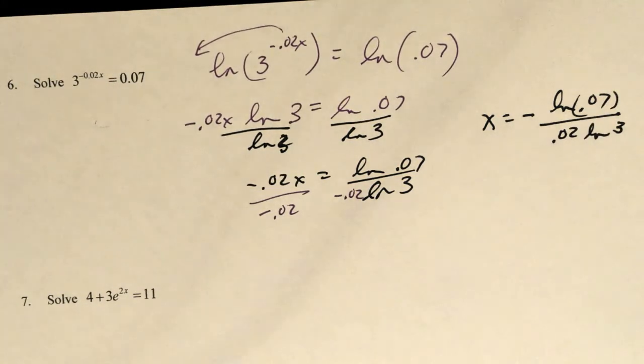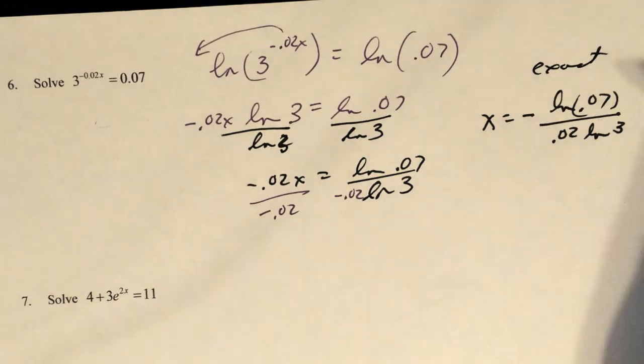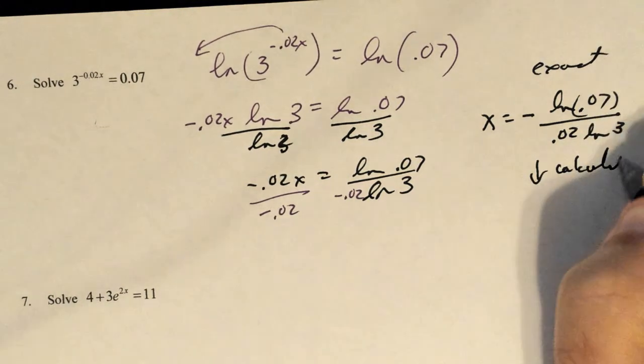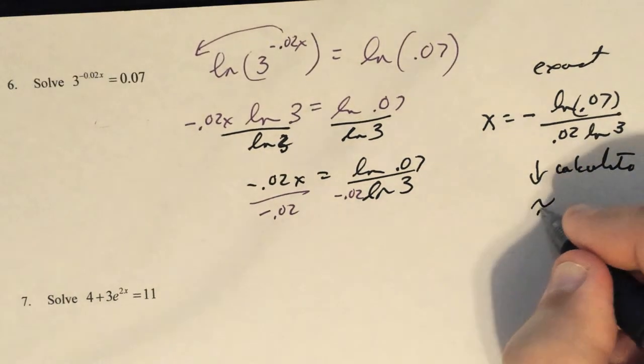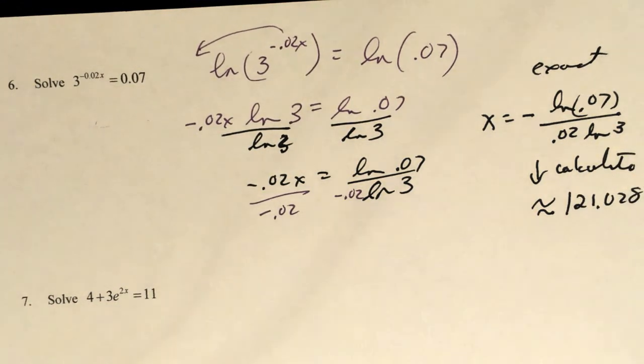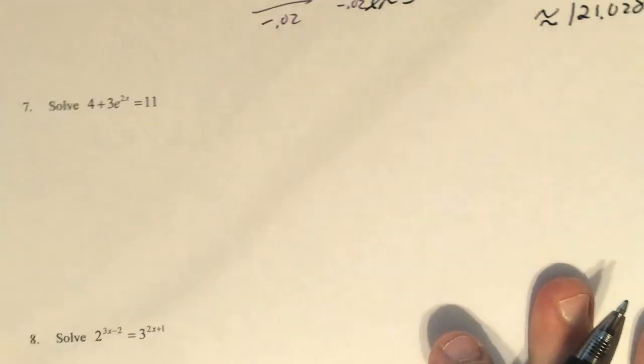Which, we're not going to give you all these decimals on any kind of test or anything, but that would be an exact answer. If you plug this into a calculator, you would get approximately 121.0281. But, again, we're not going to be using that much. Alright, so, what if we have a little bit more stuff in here?